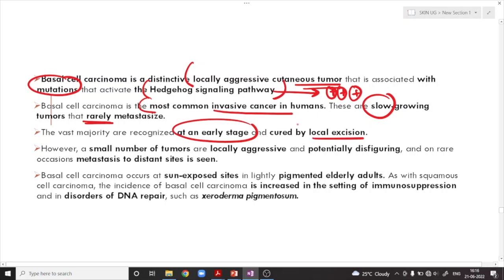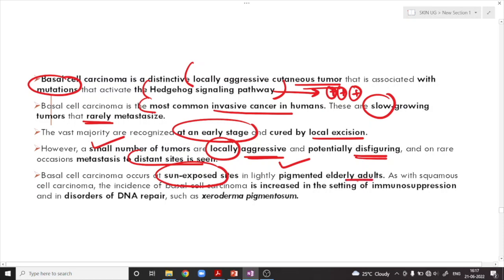However, a small number of basal cell carcinomas are highly locally aggressive, and they can potentially disfigure the face. And on rare occasions, metastasis to distant sites is also seen. So just like squamous cell carcinomas, they also occur in sun-exposed sites in lightly pigmented elderly adults.